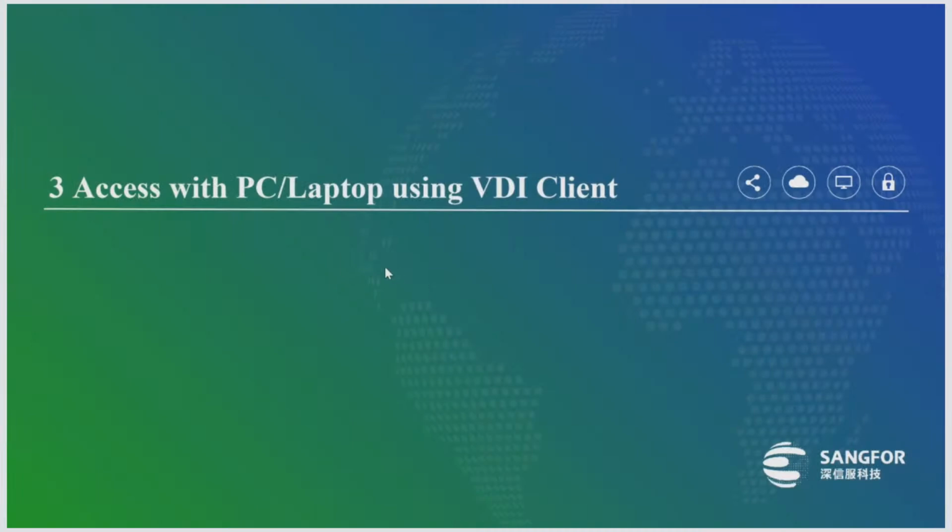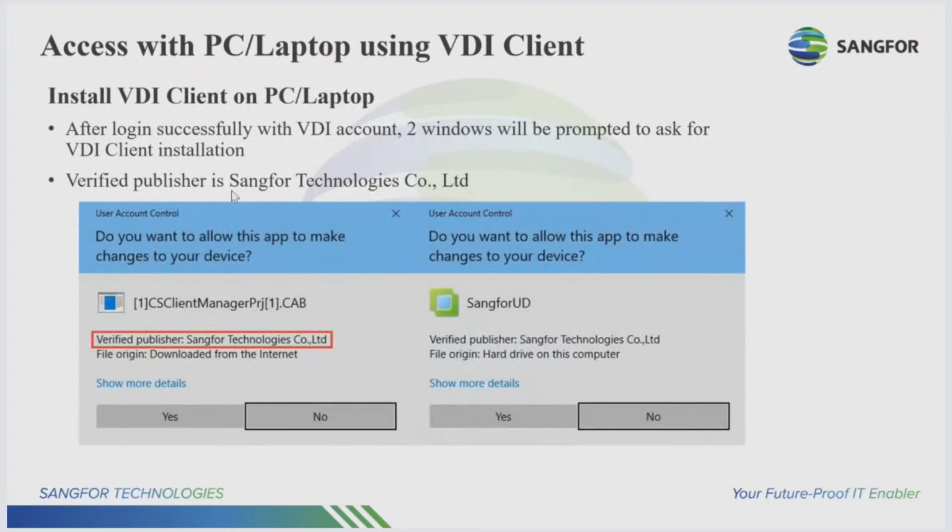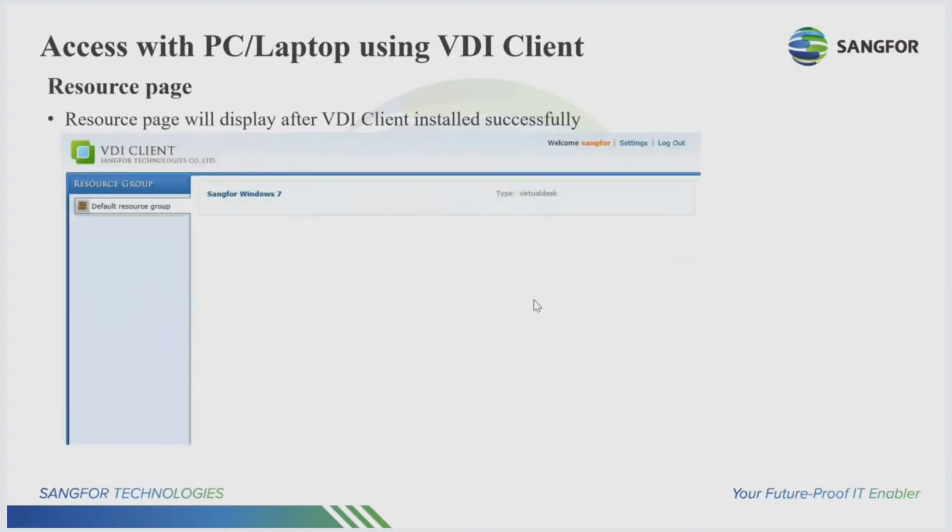The second method, we use the VDI client. This is our VDI client. It is a software application you can download from VDC. Actually, when you access the VDC IP, it will jump to this page to ask you to download the VDI client. You can download and install it.